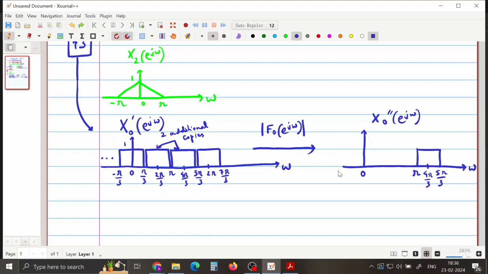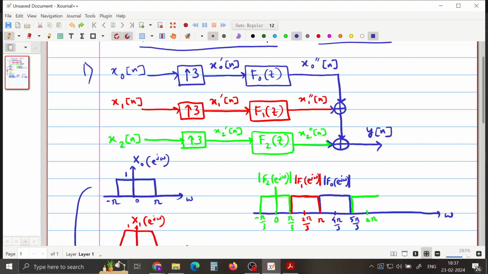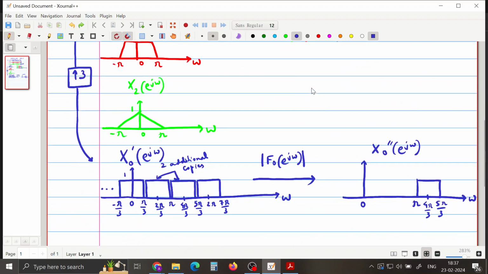And similarly, we'll be doing the same thing for the other branches as well. Finally, once we are done with that, we will add them up together, because y of n basically is the sum of these three incoming double primes: x0 double prime plus x1 double prime and x2 double prime. So we'll add their respective spectra to get the spectrum for y of n.